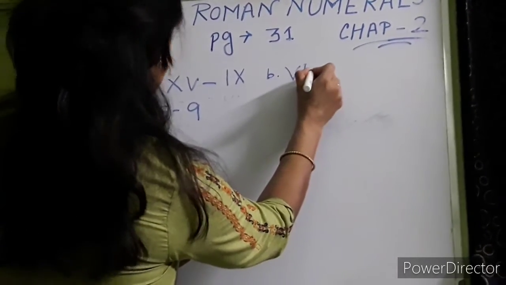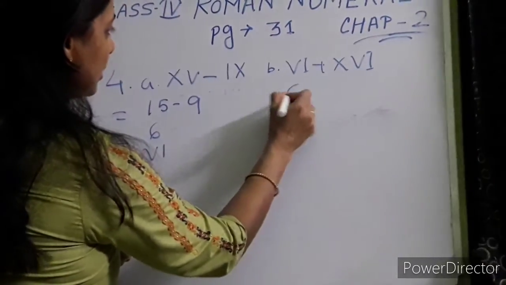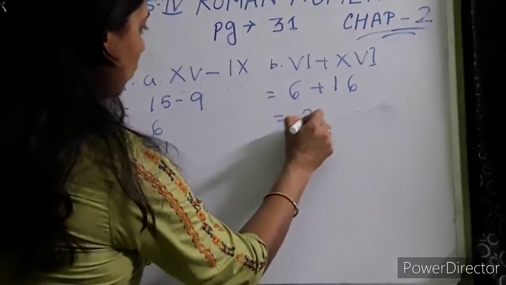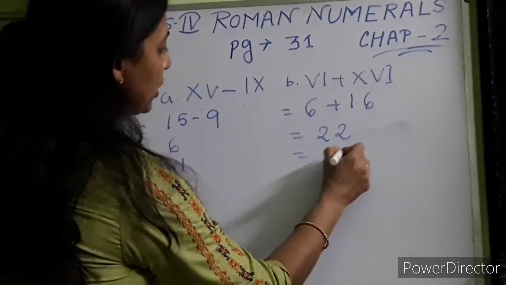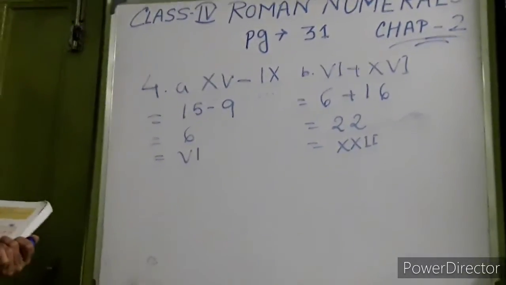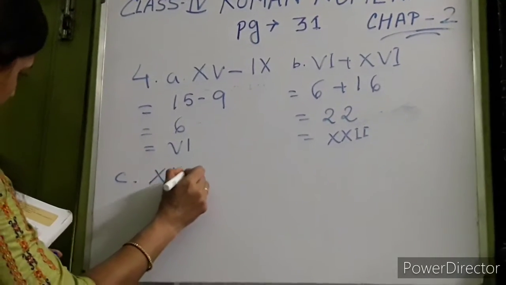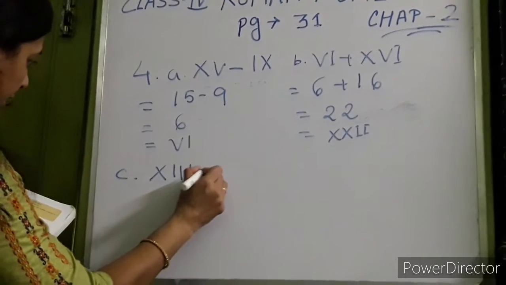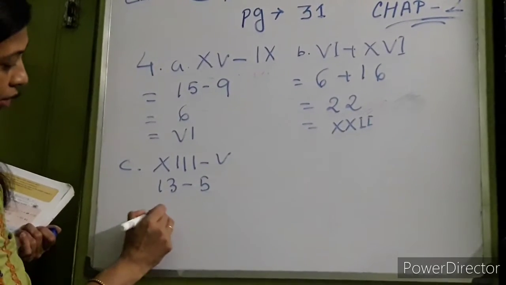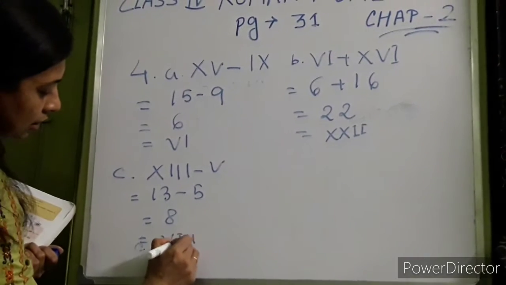Now B, VI plus XVI. VI means 6, plus 16 equals 22. 22 means 20 plus 2, XXII. C, XIII minus V. 13 minus 5 equals 8. 8 means VIII.